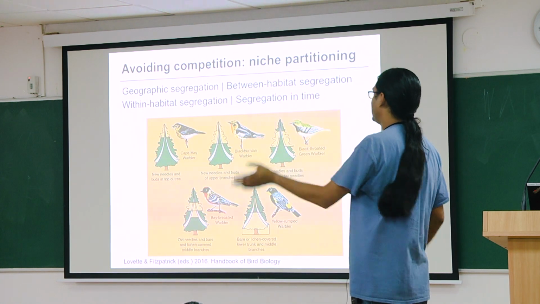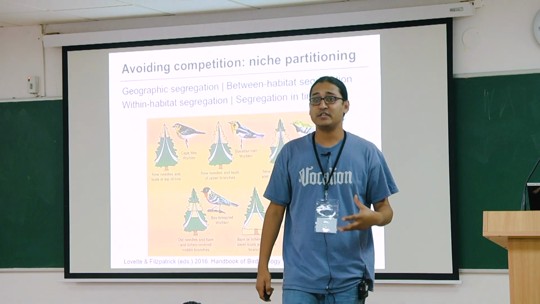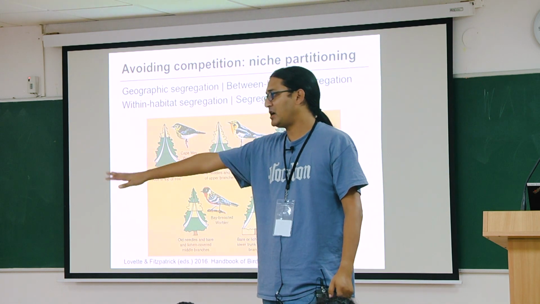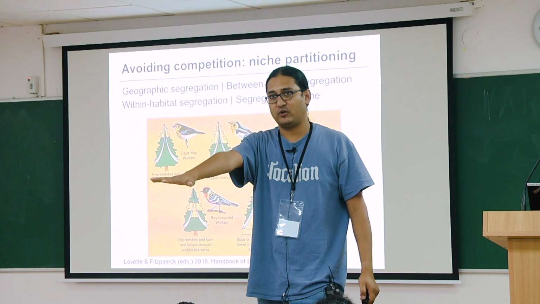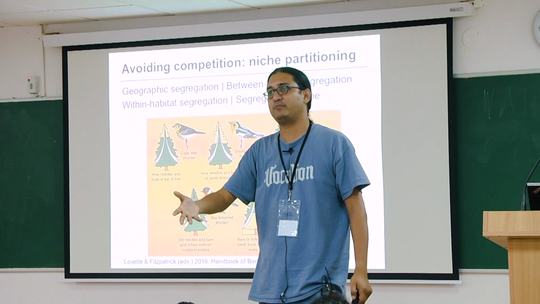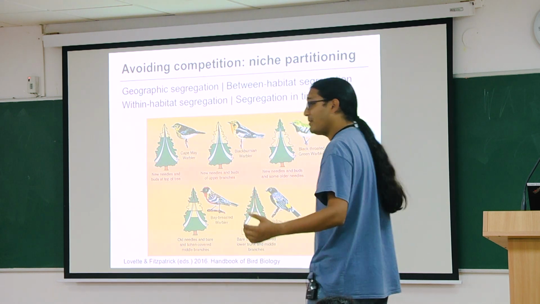So that's geographical segregation. There's something called between habitat segregation, which is in the same region, I will occupy marshland, you occupy forest. So we will not compete because the habitats that we prefer, the habitats that we use, are different. Then there's within habitat segregation.